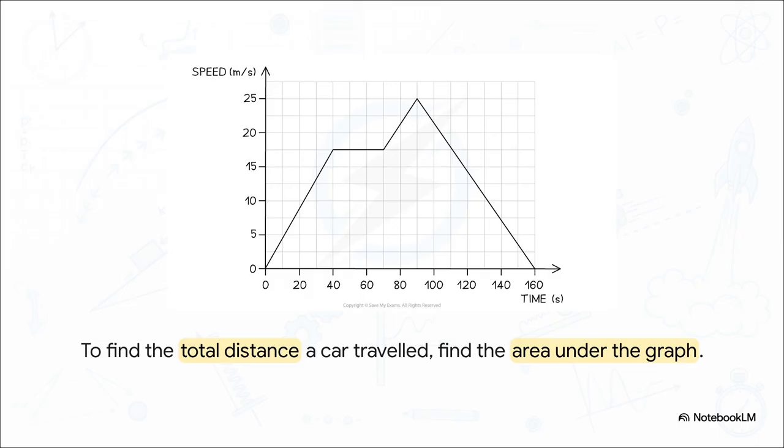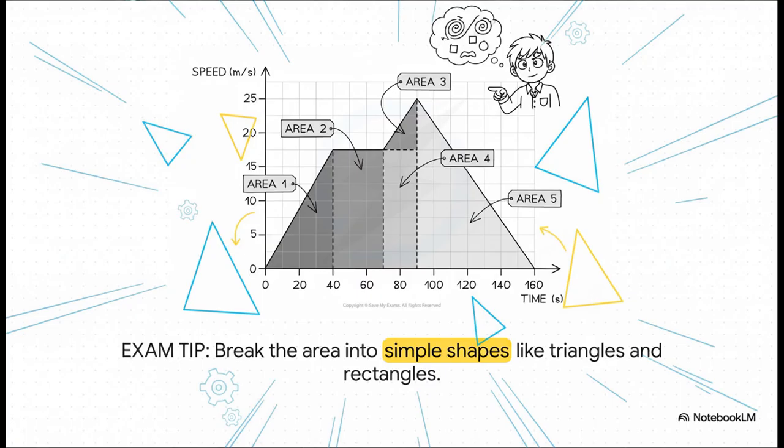Let's put that last rule into practice with a typical exam question. This graph shows a car's entire journey. It accelerates, drives at a steady speed, accelerates again, and then slows down to a stop. So how do we find the total distance it covered? Well, we have to find the area under that entire shape. Now, I know that looks like a really complicated shape, but here is the exam tip. Don't panic. You just break it down into simple shapes that you already know how to deal with, like the triangles and rectangles you see here.